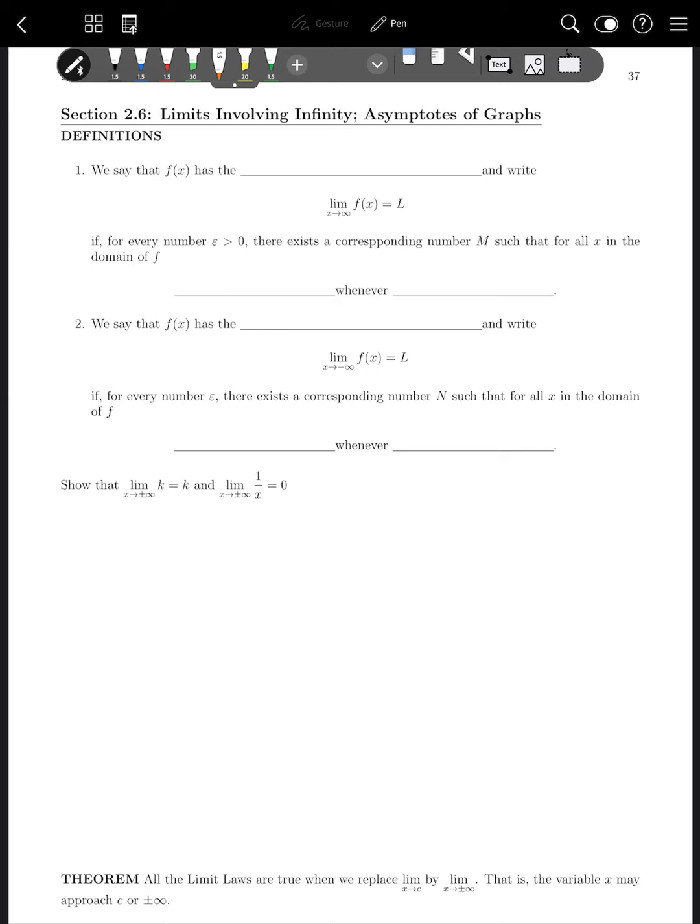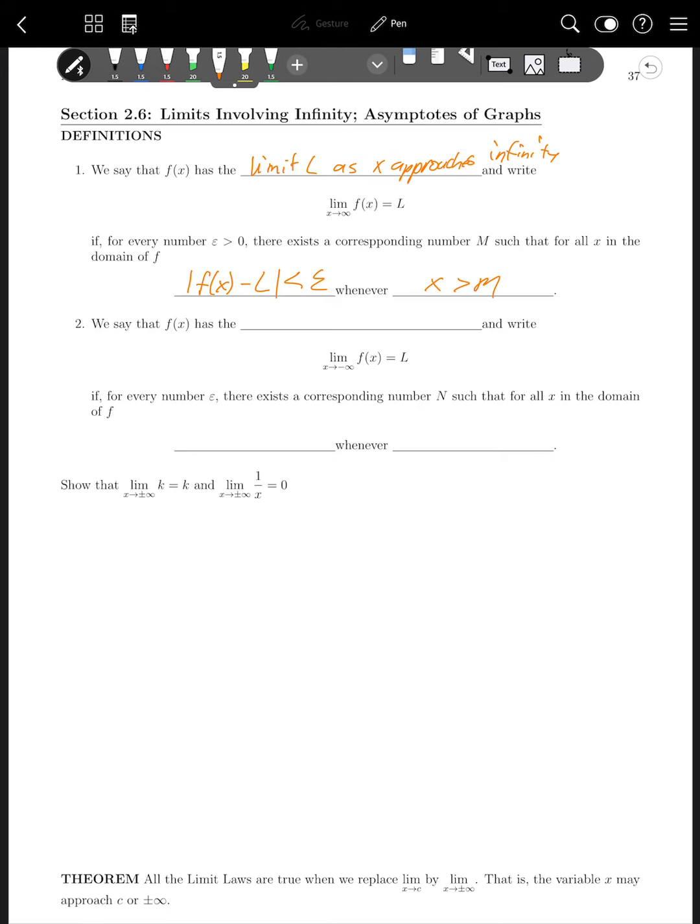So we say that f of x has the limit L as x approaches infinity, and write the limit as x approaches infinity of f of x equals L, if for every number epsilon greater than 0 there exists a corresponding number M such that for all x in the domain of f, the absolute value of f of x minus L is less than epsilon for any x value greater than M.